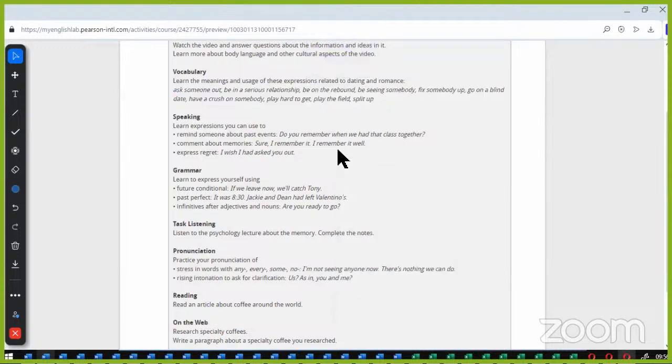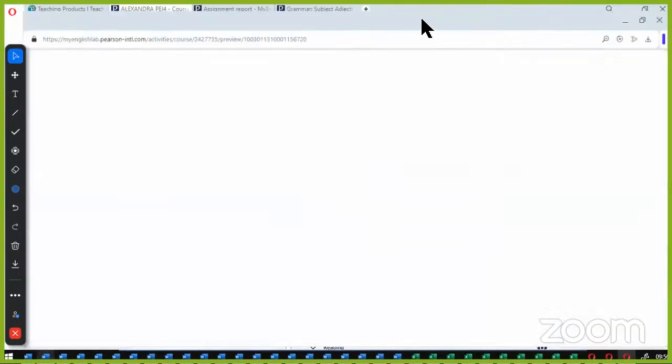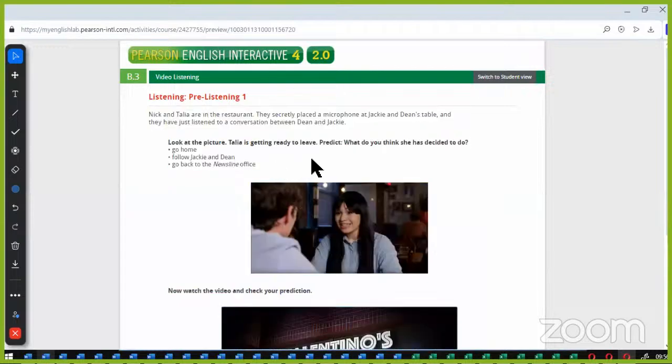Okay, so if there's no more questions, let's do the listening here. Can you please read? Sure. So Nick and Talia are in the restaurant. They secretly placed a microphone at Jackie and Dean's table, and they have just listened to a conversation between Dean and Jackie. Look at the picture. Talia is getting ready to leave. What do you think she has decided to do? Go home, follow Jackie and Dean, go back to the Newsline office. Maybe she decided to go back to the Newsline office. Okay.